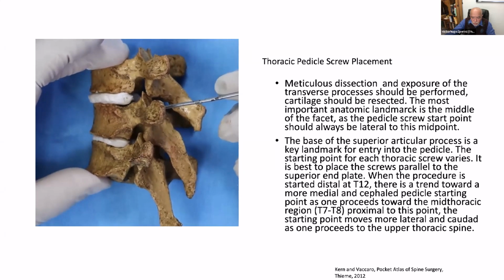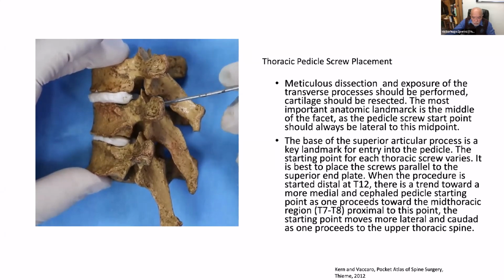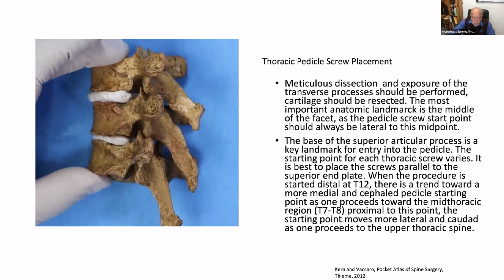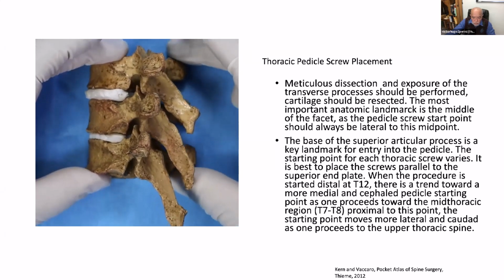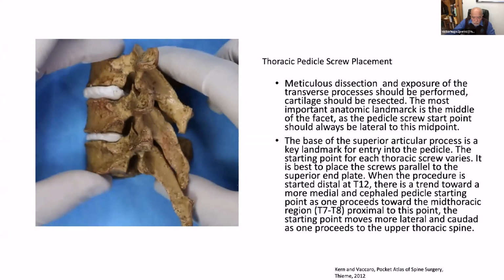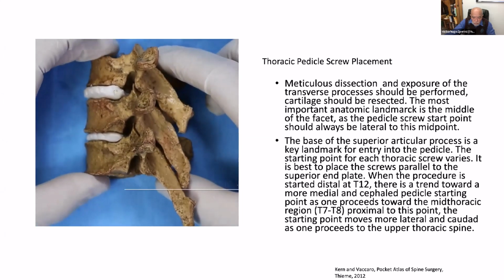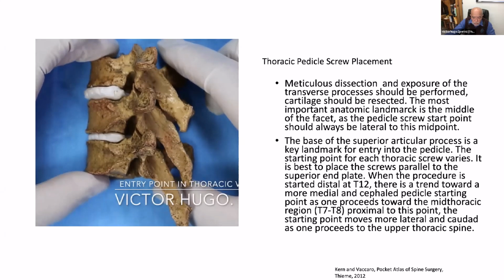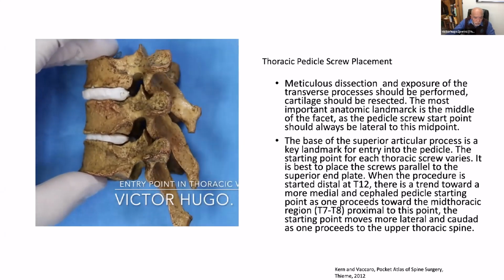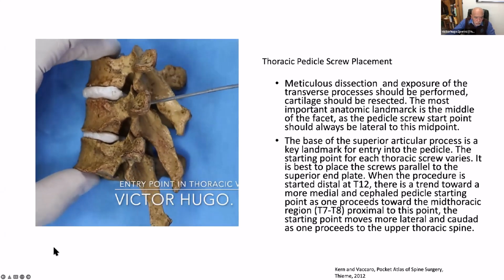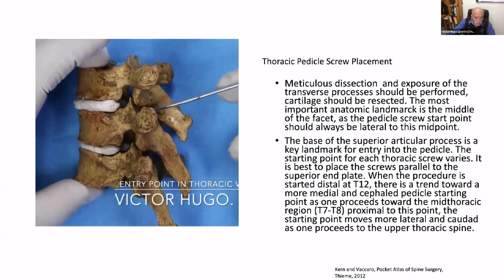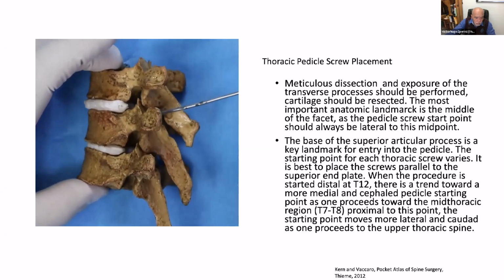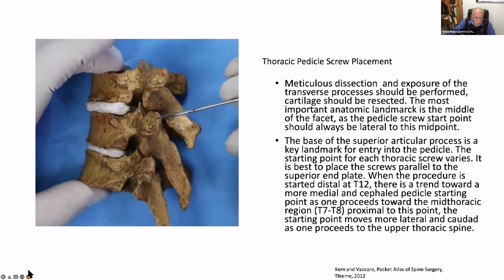When the procedure is started distal at T12, there is a trend toward a more medial and cephalad pedicle starting point as one proceeds toward the mid-thoracic region, T7-8. Proximal to this point, like in this case, the starting point moves more lateral and caudal as one proceeds to the upper thoracic spine. So as you can see, this is the 5th thoracic. This is a little superior, the direction of this one.